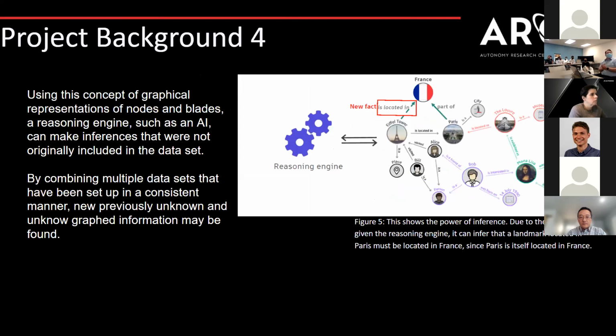So extending this, using this concept of the graphical representations of nodes and edges, a reasoning engine such as an AI can make inferences that were not originally included in the set. So by combining multiple data sets that have been set up in a consistent manner, new previously unknown and unshown graph information may be found. So you can see over here, when a new information piece is introduced, say that Paris is part of France, the AI can then take that simple information and extract it to a number of different things. It can then determine that the Eiffel Tower is in fact in France through inference.